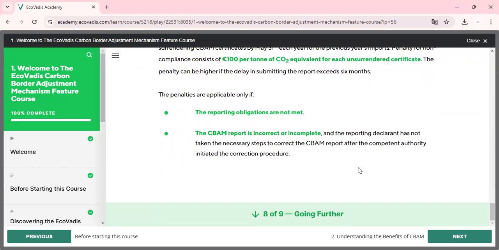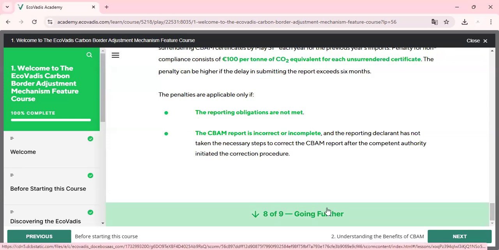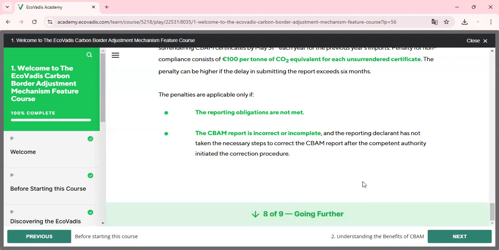The penalties are applicable only if the reporting obligations are not met. The CBAM report is incorrect or incomplete, and the reporting declarant has not taken the necessary steps to correct the CBAM report after the competent authority initiated the correction procedure.